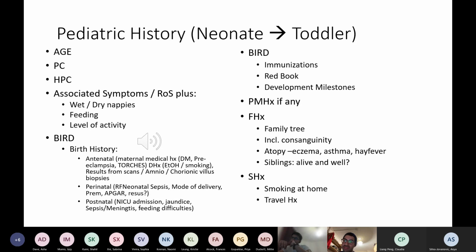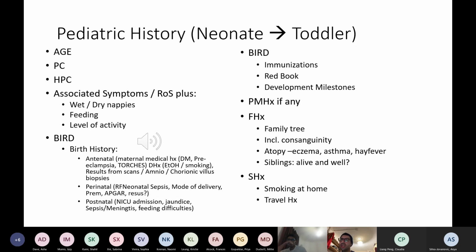Okay, so postnatally, did they have to stay on a while before they went home? Were they jaundiced? Did they have any sepsis? And did they have difficulty breathing, any feeding difficulties? Then this acronym, which is Immunizations, Red Book, and Developmental Milestones, which we're going to go into. Any past medical history they already have. Family history, learning about any consanguinity, if their mum and dad are related to each other, a history of atopy, and the siblings, how are they doing, and then the social history.